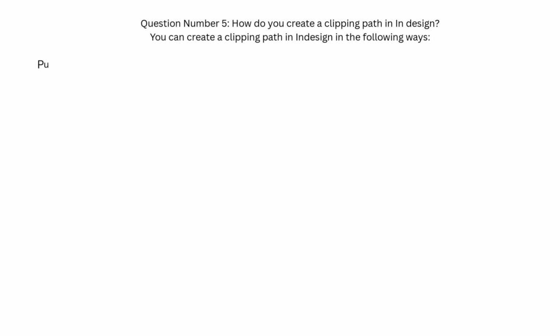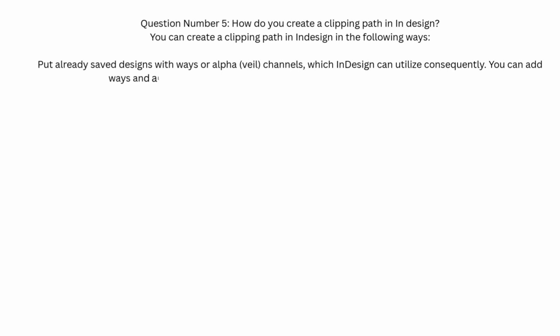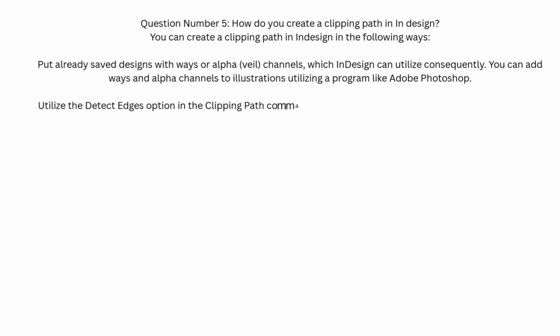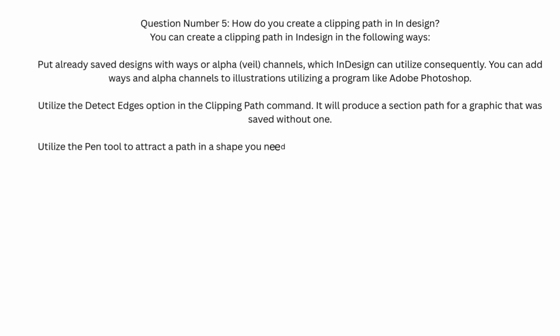Question number 5. How do you create a clipping path in InDesign? You can create a clipping path in InDesign in the following ways. Place already saved designs with Alpha channels or a Vector mask, which InDesign can utilize automatically. You can add Alpha channels to illustrations utilizing a program like Adobe Photoshop. Utilize the Detect Edges option in the Clipping Path command. It will produce a clipping path for a graphic that was saved without one. Utilize the Pen tool to draw a path in a shape you need, and afterward utilize the Paste into command to paste the graphics into the path.